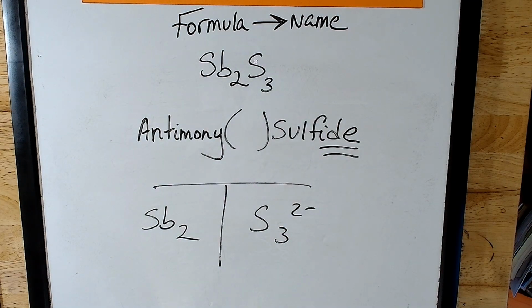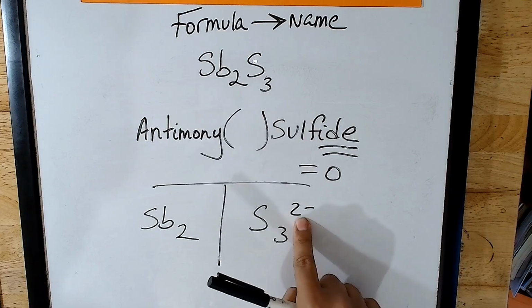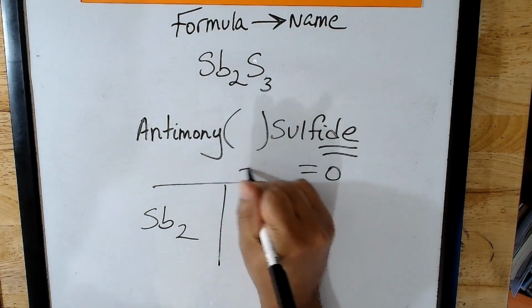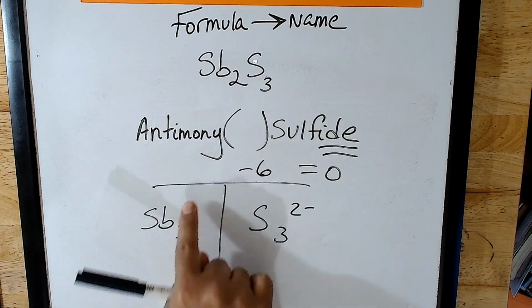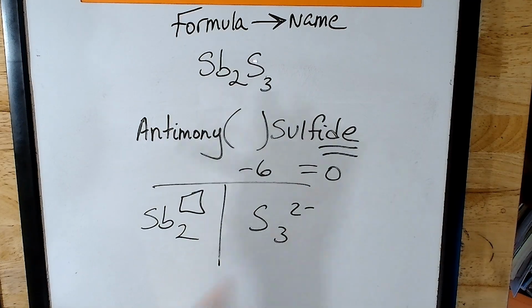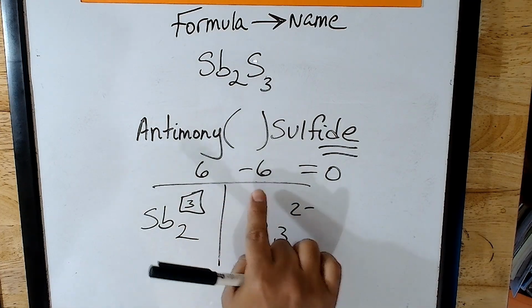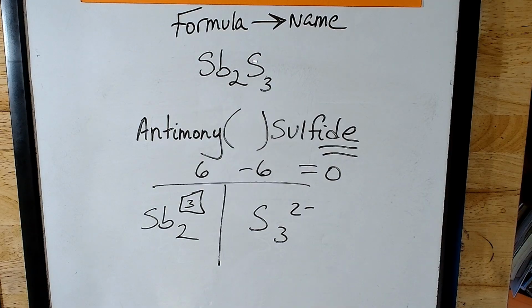The next step is to make sure that the total charge of the compound balances to 0. 3 times -2 gives me -6. And then I need to have a number in here to make this statement say 0. So I'm going to write a 3 in here. 2 times 3 gives me 6. 6 minus 6 gives me 0.